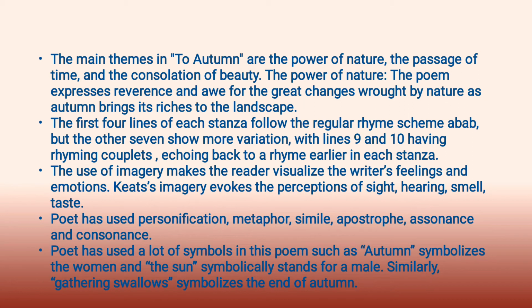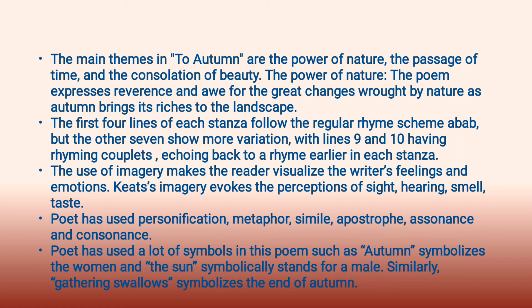Keats' imagery evokes the perception of sight, hearing, smell, and taste. For instance, in the first stanza, he uses visual imagery such as thatch-eves, mossed cottage trees, the granary floor, plump the hazel shells, and full-grown lambs. There is also olfactory, or smell, imagery in the second stanza, such as fume of poppies and sweet kernel. Tactile imagery is used in the last stanza, such as clammy cells and winnowing winds.